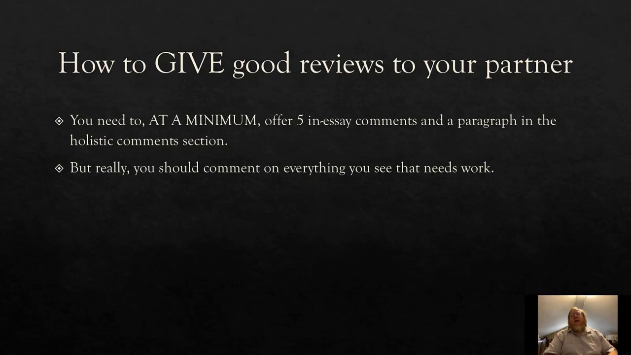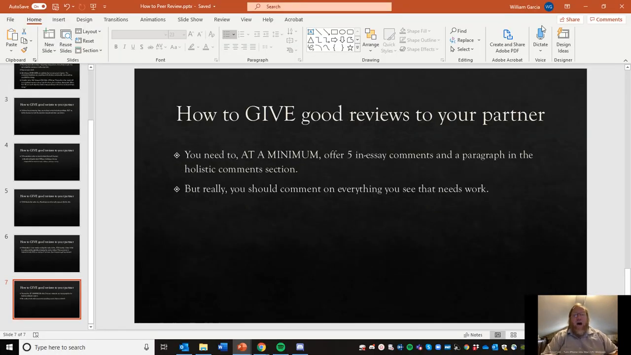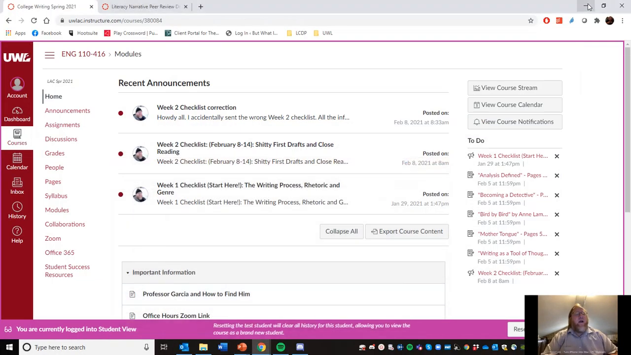So, at a minimum, you need to offer 5 in-essay comments and a short paragraph in the holistic comment section just explaining what you liked and what needs work. All right? Really, you should just comment on everything. So, 5 is a very, very minimal thing. I feel you probably want to do even more. All right, so now that's how to do it, and why to do it. And now let's look at the technical aspects here.